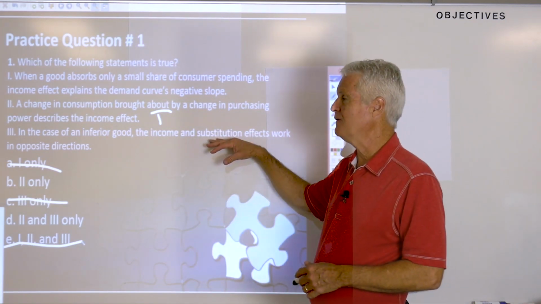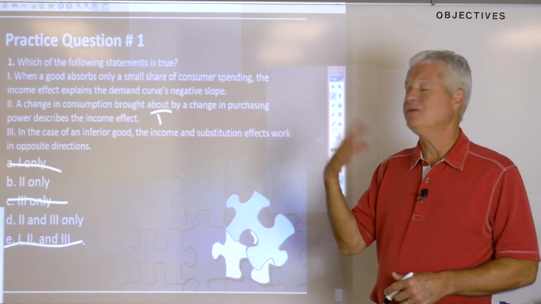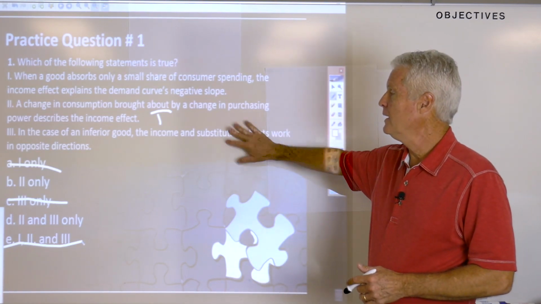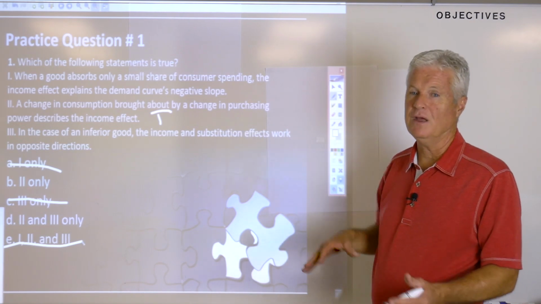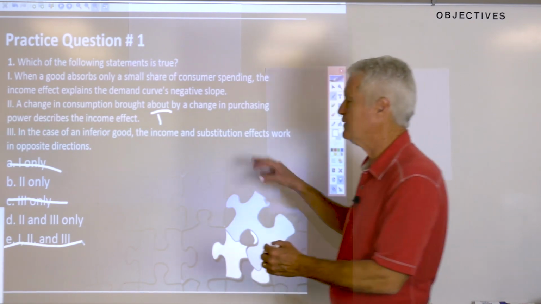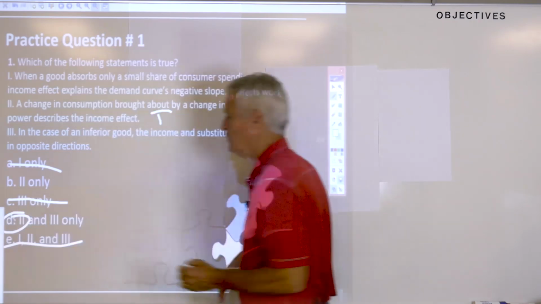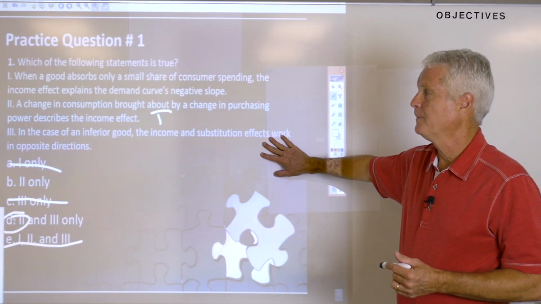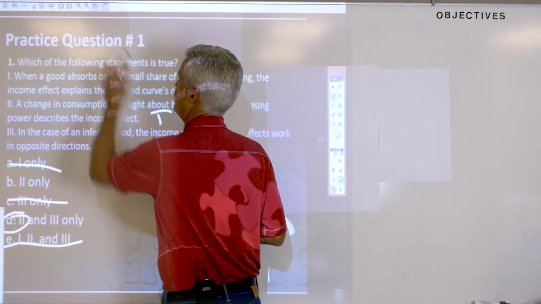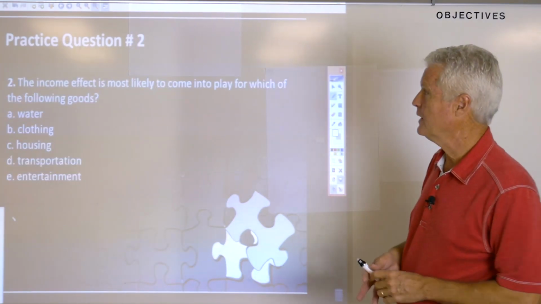The substitution effect would be if I have more money, I'm more likely to substitute other goods. No, so they do work in opposite directions. So your answer is 2 and 3. They're both true. Okay, moving on, and there I go again. We'll get used to it.